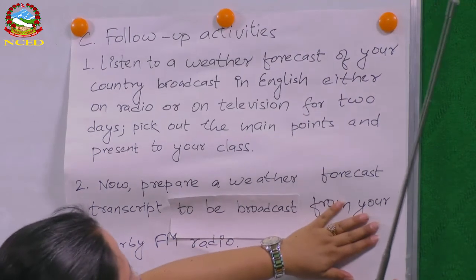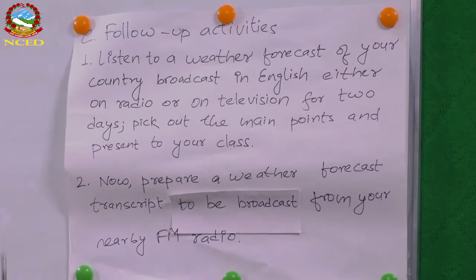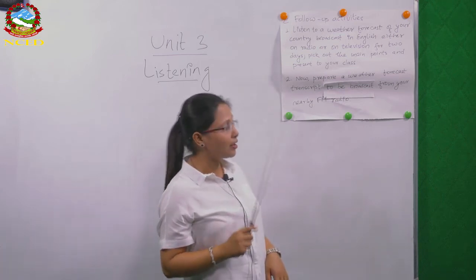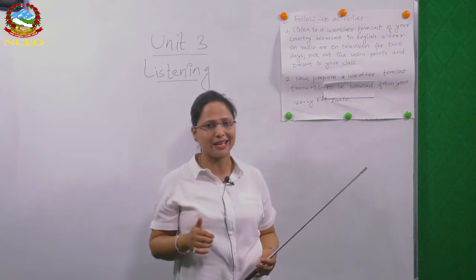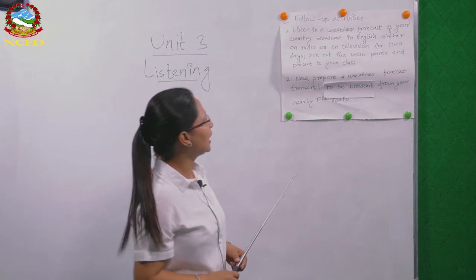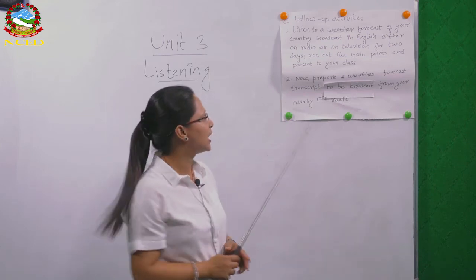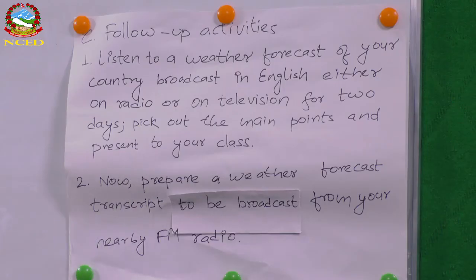So did you understand what you are supposed to do here? You have to listen to 2 weather forecasts, either on radio or on television about your own country. And after listening to those weather forecasts, you have to note down the main ideas, the main points from both of the forecasts, and you have to write a brief description of those notes, and in the next class you have to present it in front of all of your friends and teacher.